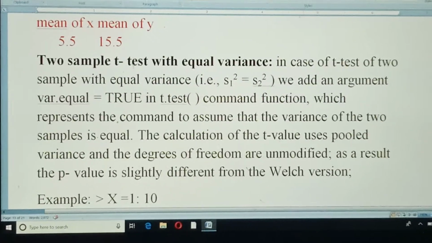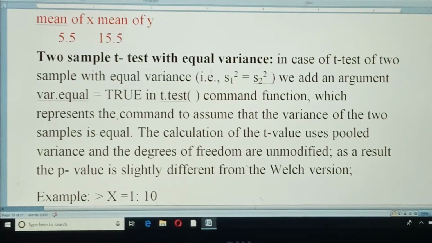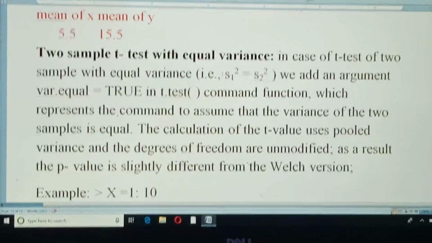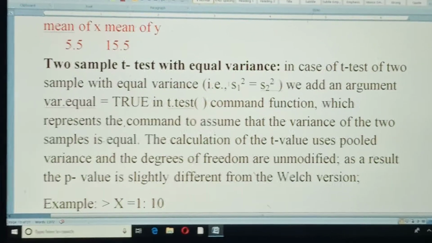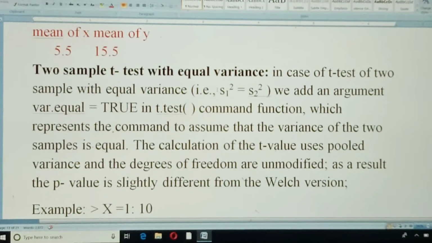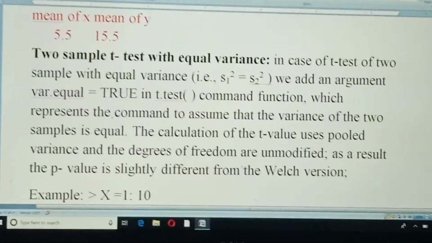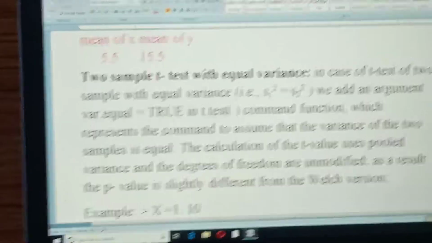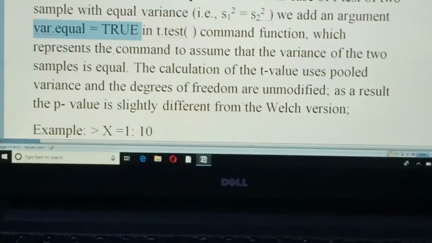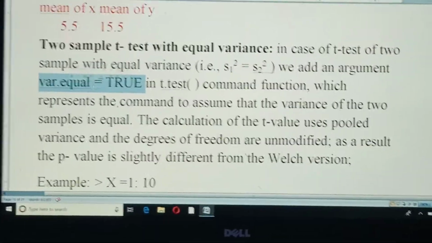And now we can go for the two sample t-test with equal variances. That is, in this case we are considering two samples with equal variance. If s1 square is the variance of sample 1 and s2 square is the variance of sample 2, then in this case we assume s1 square is equal to s2 square. In order to run the two sample t-test with equal variance, we provide a special argument called var.equal equals TRUE.